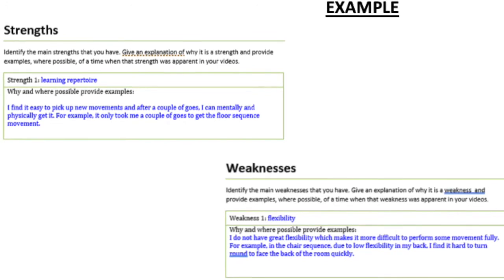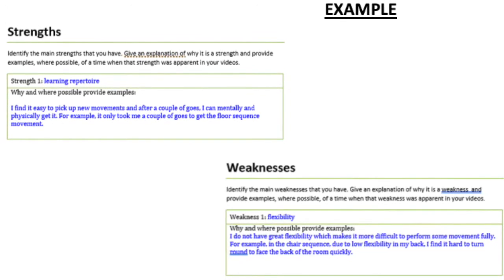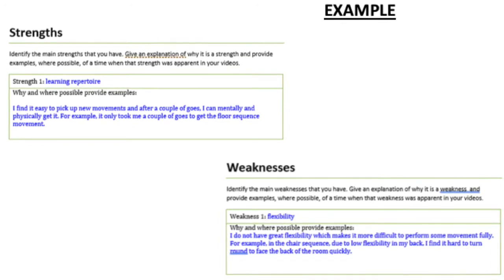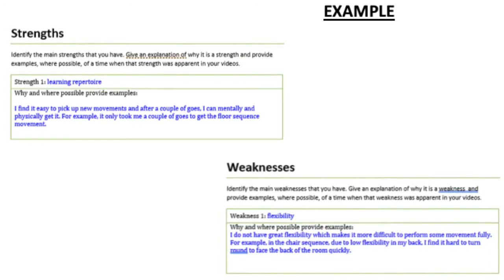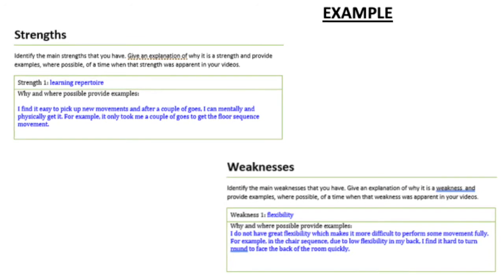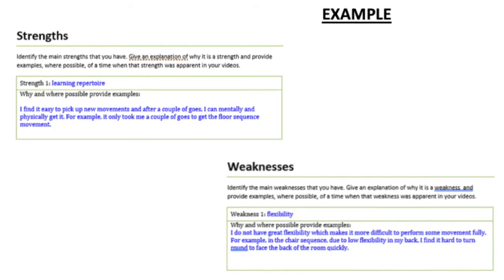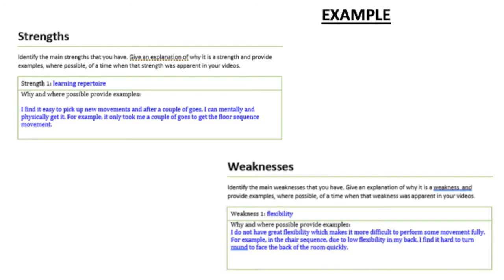One of the weaknesses that I put was my flexibility. I put that I do not have great flexibility and I find it more difficult to perform some of the movement fully. And then I put an example. For example, in the chair sequence, due to low flexibility in my back, I find it hard to turn around to face the back of the room quickly. When you watch the video, you will see what part of the dance I'm referring to there.